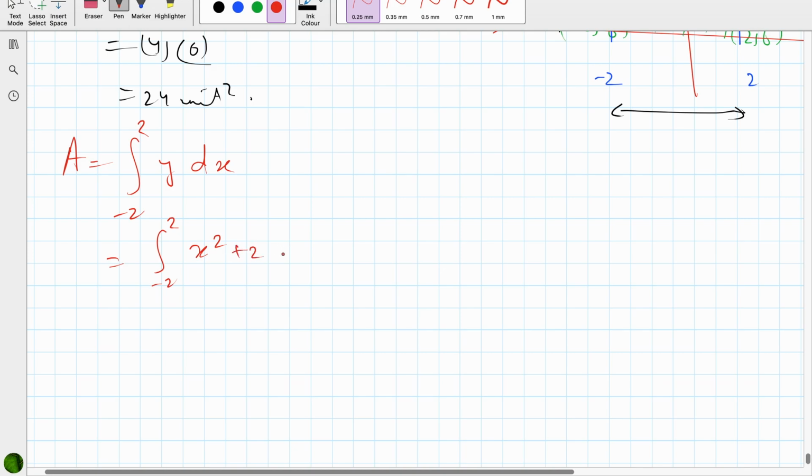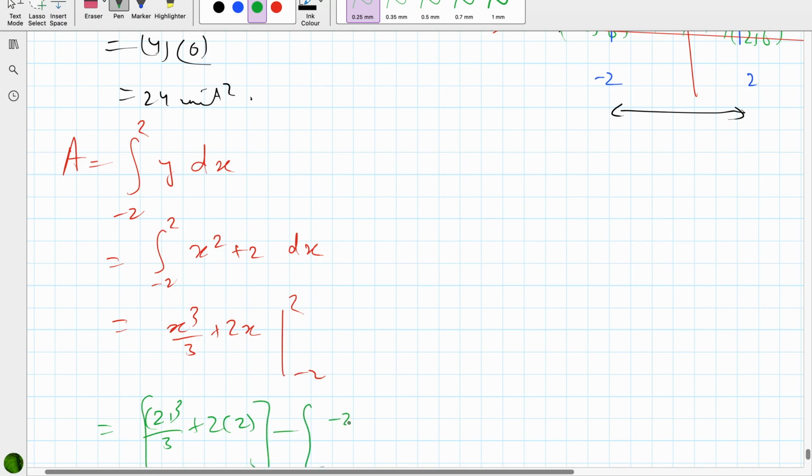So this is the integral of x squared plus 2 dx. Integrating, it becomes x cubed over 3 plus 2x from minus 2 to 2. Now upper limit minus lower limit.